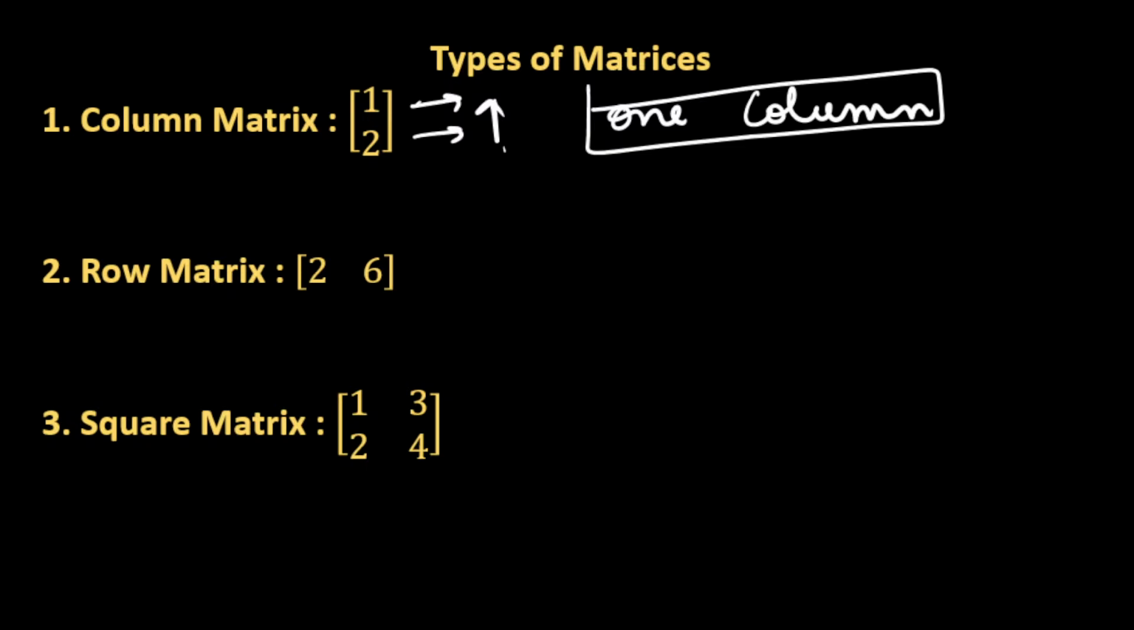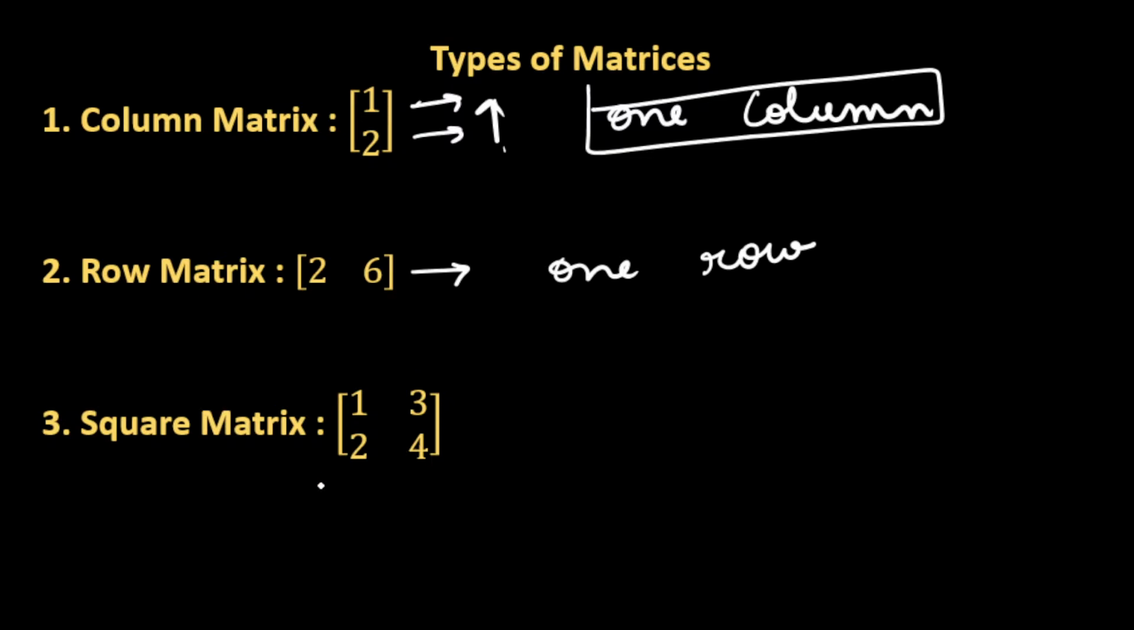So in brief, I will explain you so that we can start with the questions fast. Then we have row matrix. Row matrix means a matrix in which only one row is there. Here you can see a horizontal row. So only one row we have, and we have two columns. So this is one column, this is the second column. So here I have one row and two columns.